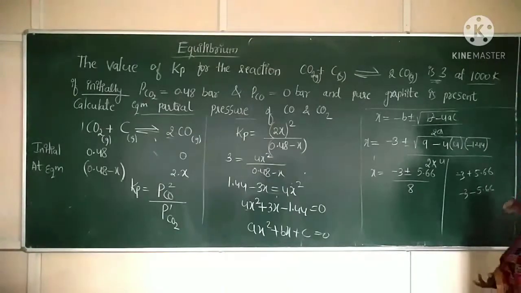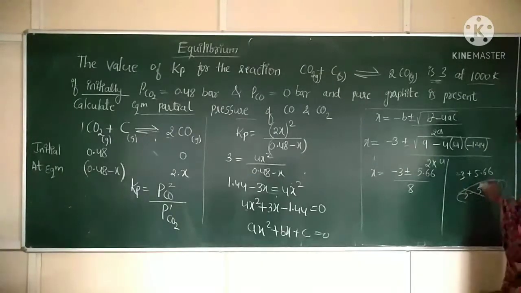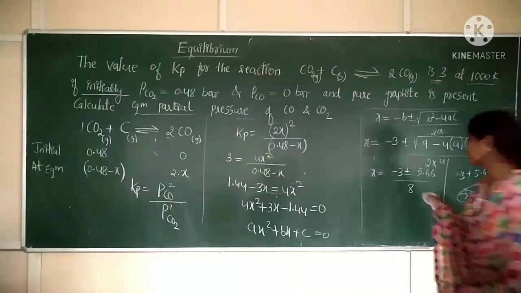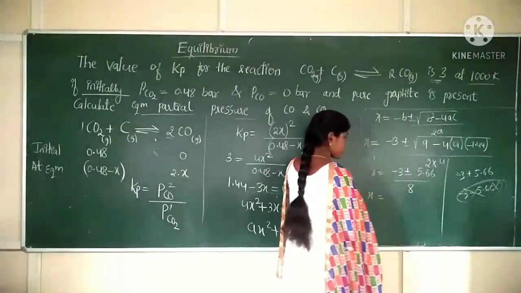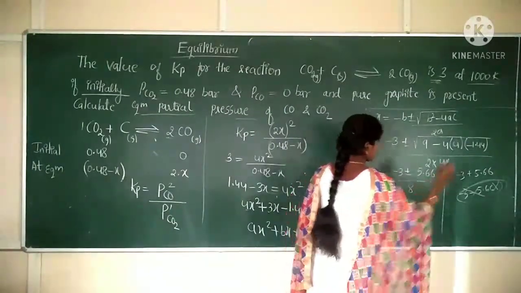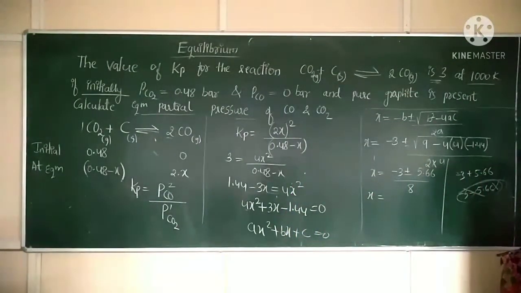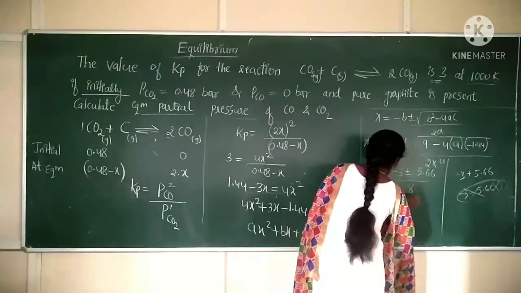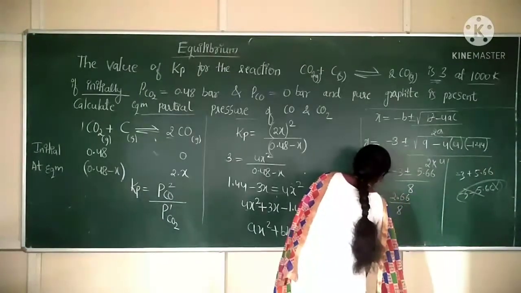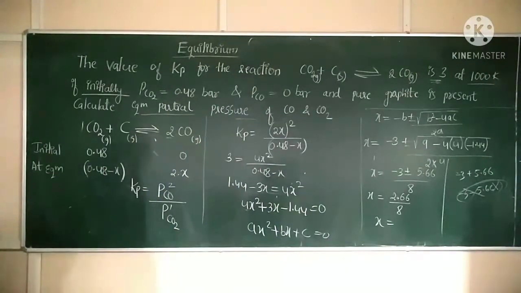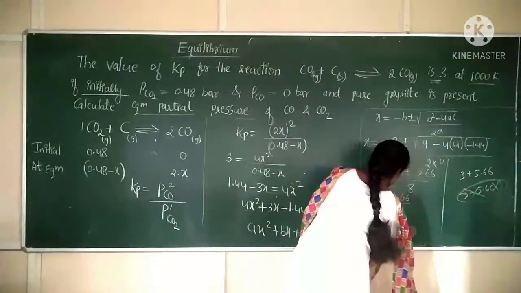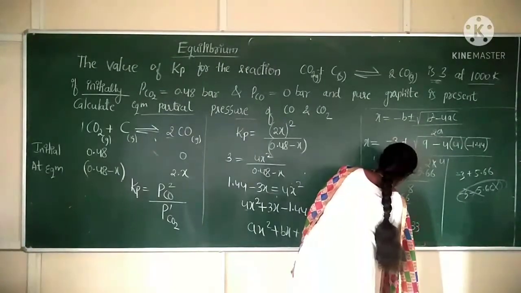Correct? So the negative value we cannot take into consideration. So I neglect this negative value and take the positive value. x is equal to minus 3 plus 5.66, which is 2.66. 2.66 divided by 8. So the x value is 0.33.